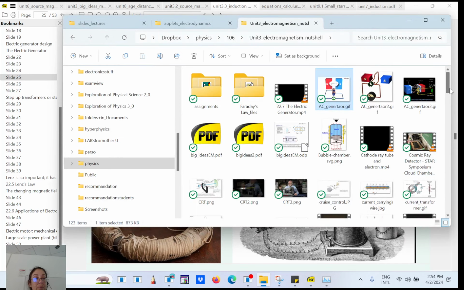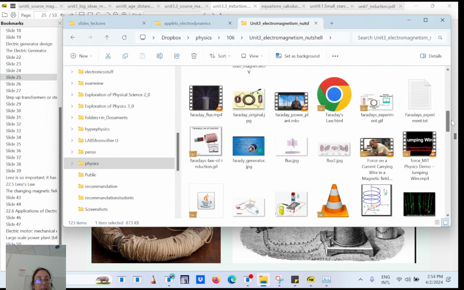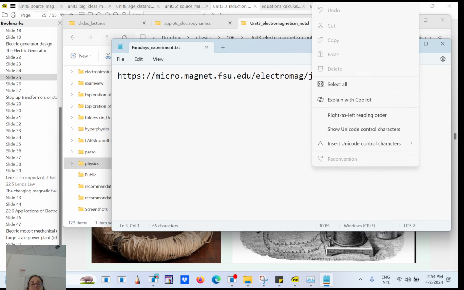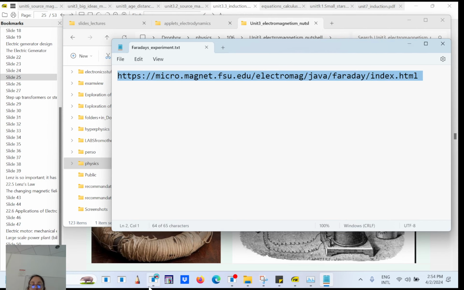I have an app. I don't know why my things don't want to open.